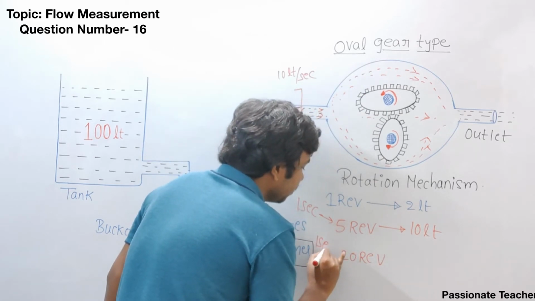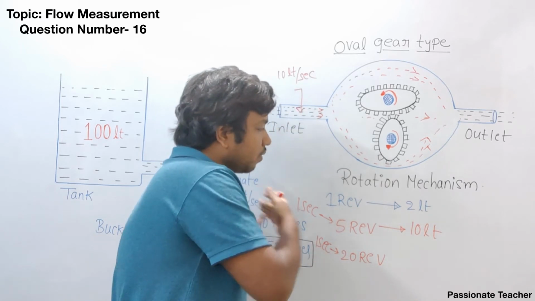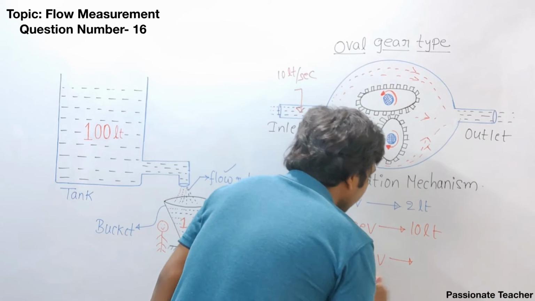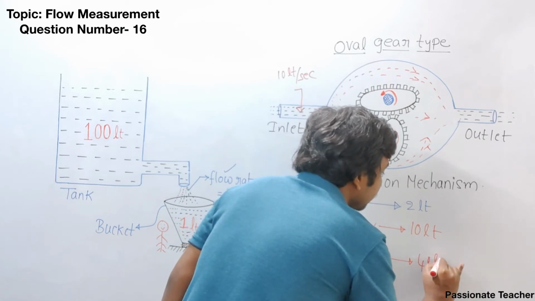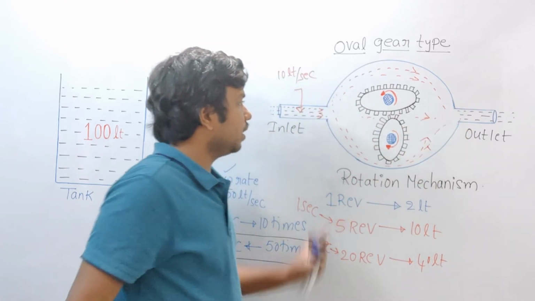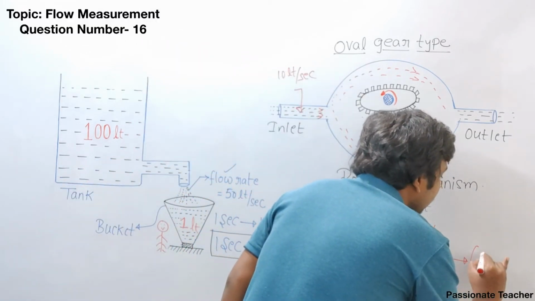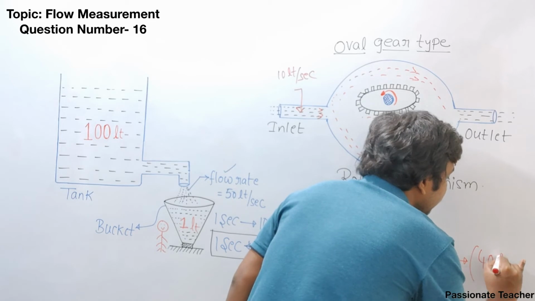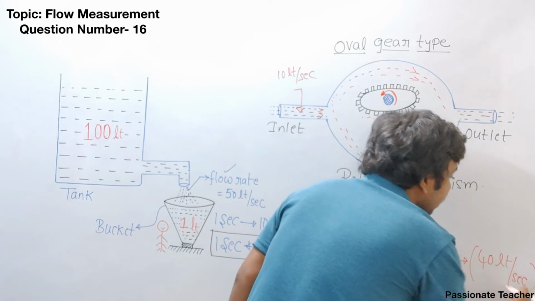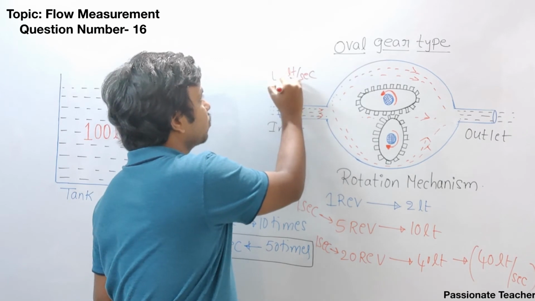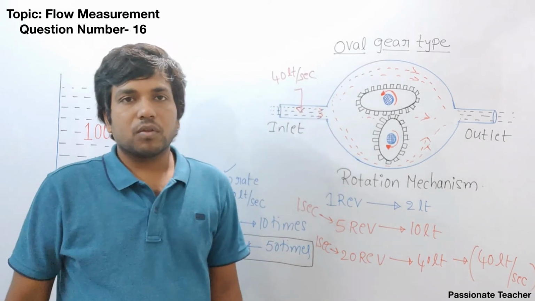What does it mean? The speed is increased, which means the volume that is displaced is also increased. That means now we have 40 liters of water displaced from inlet to outlet. Thereby, we can directly conclude that the flow rate of the fluid now is equal to 40 liters per second in the next case. So it is not 10, it is going to be 40 liters per second.